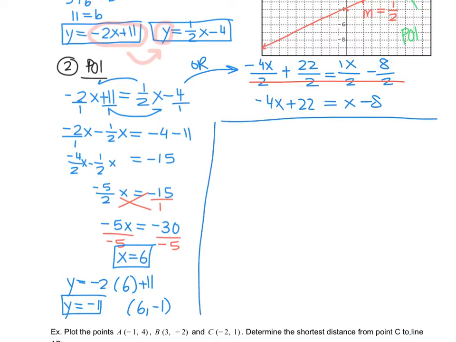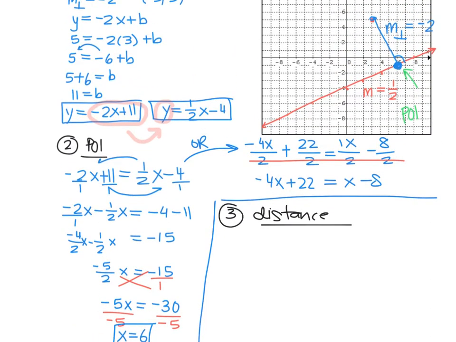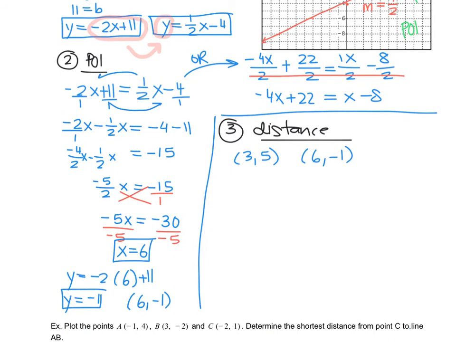Now that we have our point of intersection, step 3 is to find that shortest distance. So I'm just going to go up to my diagram here. There's the point 6, negative 1 that we just figured out, and we want to find the distance from 3, 5 to 6, negative 1, and then we can just use our distance formula. So I'm going to write those points down so I don't mess them up. And now, if you'd like to label them, you're more than welcome to. Otherwise, jump straight into your distance formula.